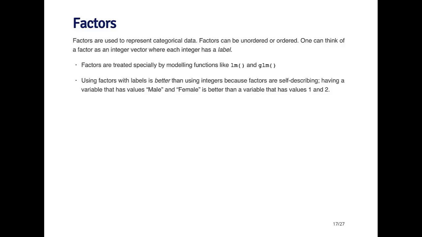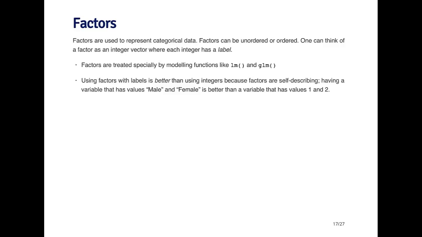For example, in many universities you'll have assistant professors, associate professors, and full professors. Those are categorical, but they're ordered. You can think of a factor as an integer vector where each integer has a label. For example, you can think of a vector as 1, 2, 3, where 1 represents a high value, 2 represents a medium value, and 3 represents a low value. So you might have a variable with values high, medium, and low, and underlying in R it's represented by the numbers 1, 2, and 3.